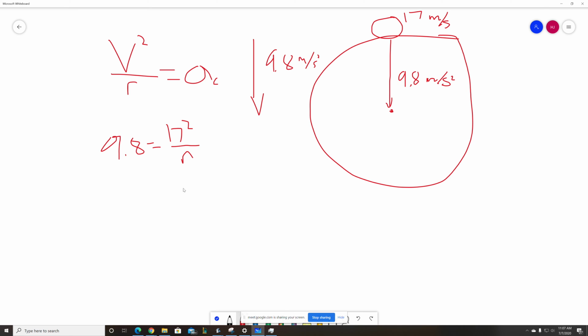And you should be able to find what r is from this equation. I believe it's just 17 squared over r, which is 9.8, which is equal to like 29.48 or something around that number. That is equal to r.